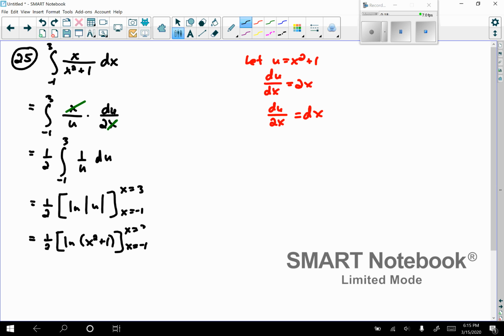-1 to 3. So we get 1/2. Natural log, plugging in or substituting in 3, we'll get a 10 minus the natural log. This will give us a 2. Using properties of logs, this becomes a natural log of 10 divided by 2. So we get 1/2 the natural log of 5, which is approximately 0.805.